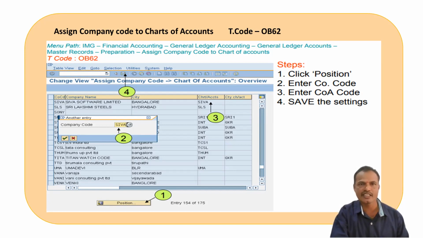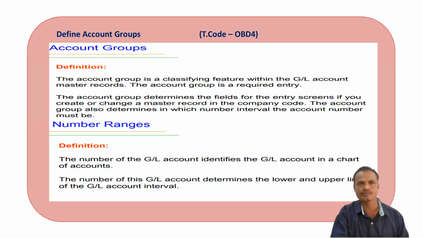After entering this, first go to the Position button. In that, you enter your company code. After entering, you press Enter and go to the chart of accounts field. You assign the chart of accounts which you have created so far. After entering the chart of accounts, you go to the Save button. Once you click Save, the data will be saved in the SAP ERP.